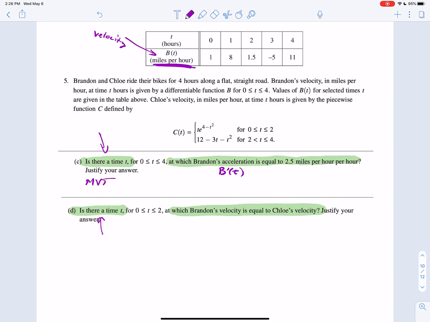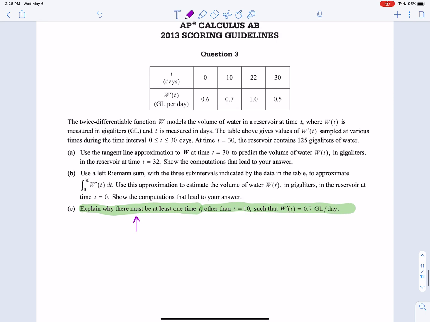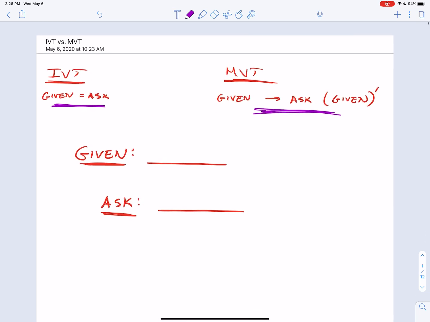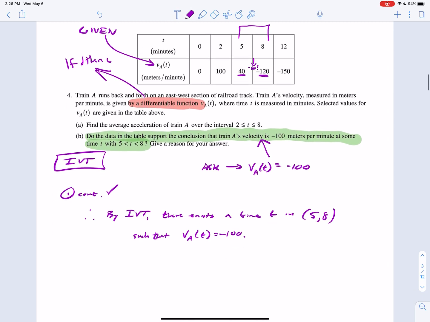Is there a time t where Brandon's velocity is equal to Chloe's velocity? Now here, since they're talking about velocity, I would initially say it's IVT, but there could be a different way of solving that, and I'll get to that. 2013, they give us W prime. They're asking for W prime. Right away, I'm thinking IVT. Hopefully that gave you a little bit more clarity in terms of solving it, okay?